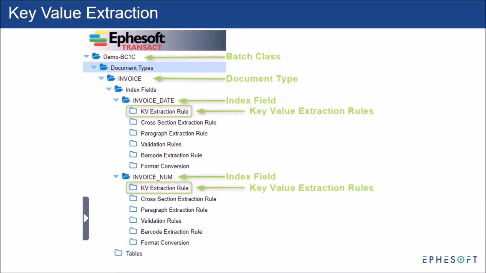Where to find key value extraction rules? If you look at this standard batch class structure, in the batch class management of Transact, you will find key value extraction rule configurations assigned to index fields. Index fields are related to a document type.